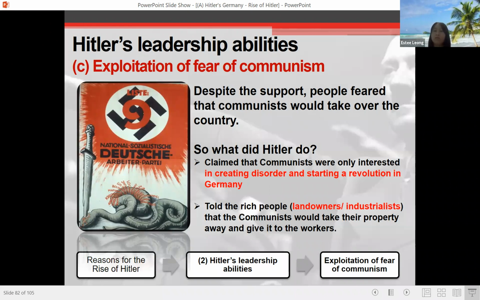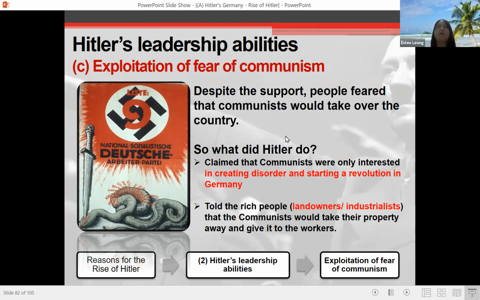So he's not wrong. But he used this to really scare people, especially those who are richer, those who own land, those who own big businesses, into voting for the Nazi Party instead. Okay, so any questions here? If not, I'm just going to move on.